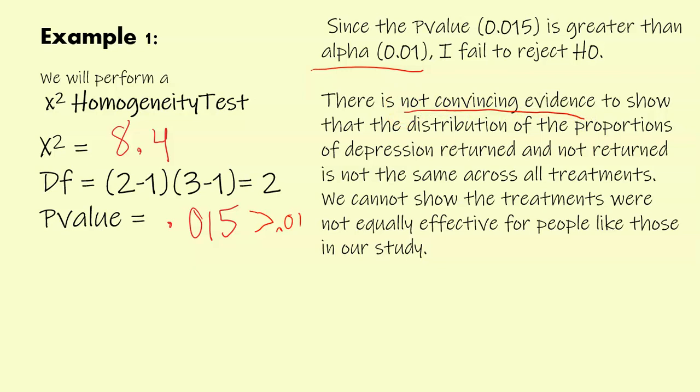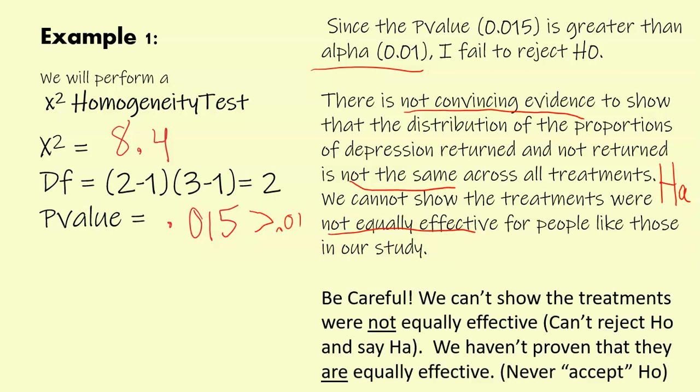So there's not convincing evidence to show that the distribution of the proportion of depression returned and not returned is not the same across all the treatments. Remember, that's the Ha statement. I do not have evidence to support Ha. So we cannot show that the treatments were not equally effective for people like those. Okay, so again, this statement always refers back to that alternate hypothesis.